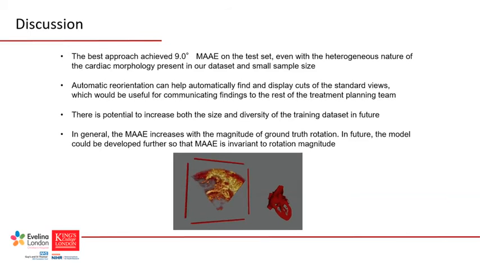There are 2 main limitations to this study. First, due to time constraints, our dataset is small and of only one CHD subtype. We do have access to more data and other subtypes of CHD, so there is the possibility to increase both the size and variety of the training dataset in future. Second, in general, the mean absolute angle error increases as ground truth angle increases. For our use case, this was not too much of an issue, but for other use cases, the approach could be further developed so that the error is consistent across all ground truth angle magnitudes.